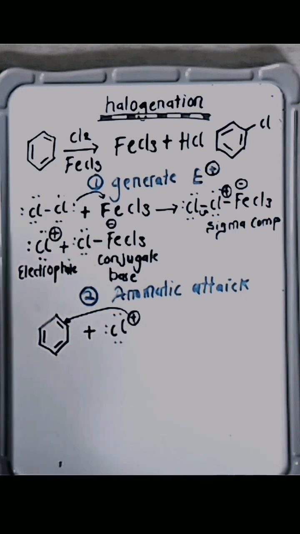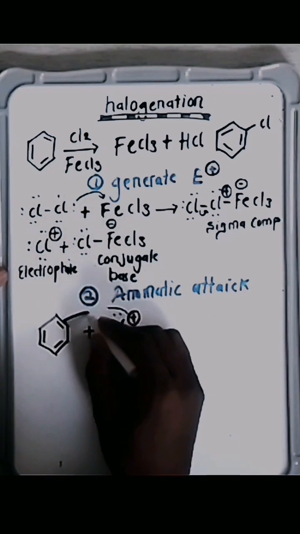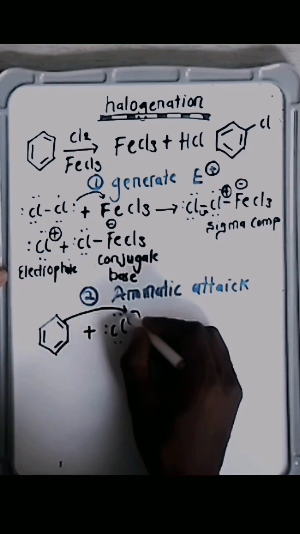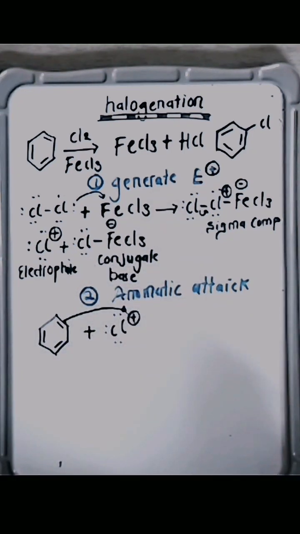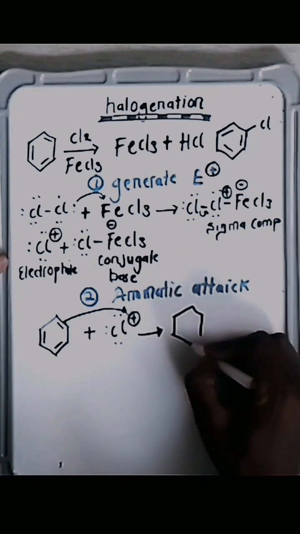right? Another important thing to know is actually this is wrong, because the arrow should always go from electron rich to electron poor, like that. So when that happens, what will you form? You form a structure that will look like this.